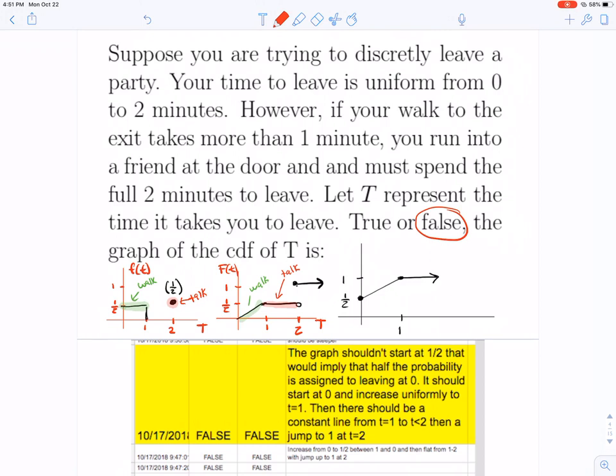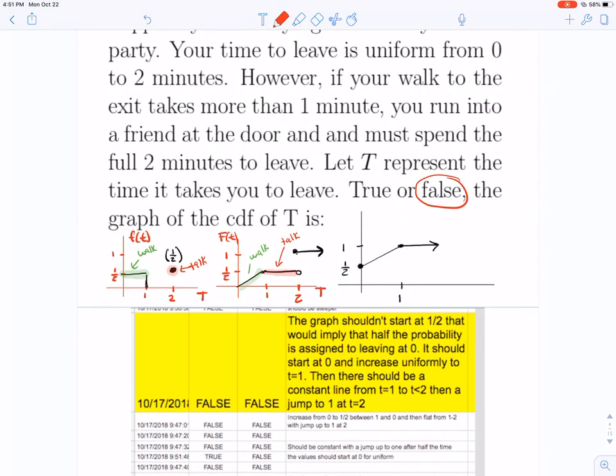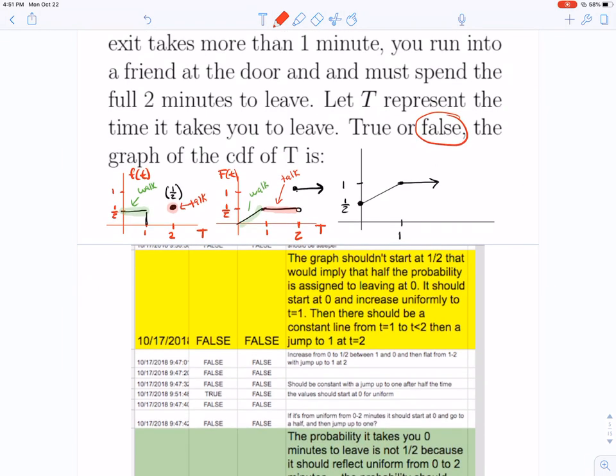So if you walk to the exit and it takes more than 1 minute, you run into a friend at the door and must spend the full 2 minutes to leave. Let t represent the time it takes you to leave. And you're asked whether the CDF on the right here is the CDF for t, and of course the answer is no.